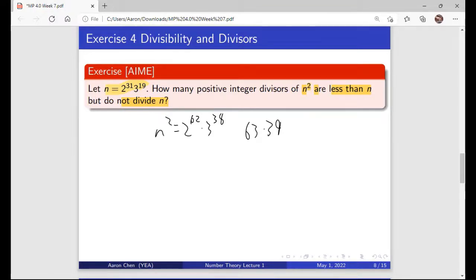You can group all of these factors except for n itself into pairs such that one is less than n and the other is greater than n. Simply put, it's like taking 36. So you pair 1 and 36, 2 and 18, 3 and 12, 4 and 9, and then 6 is in a group by itself. It's just like this.